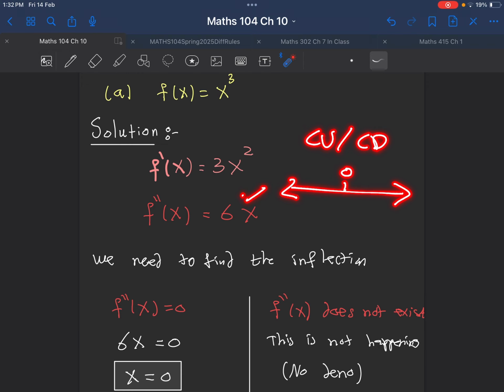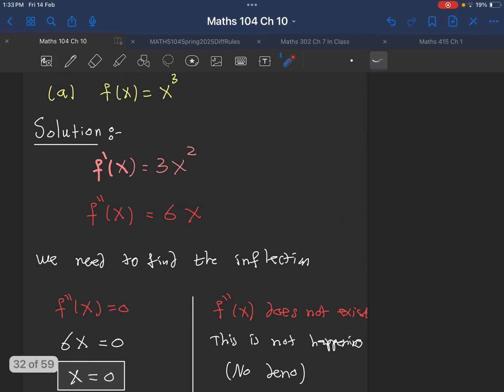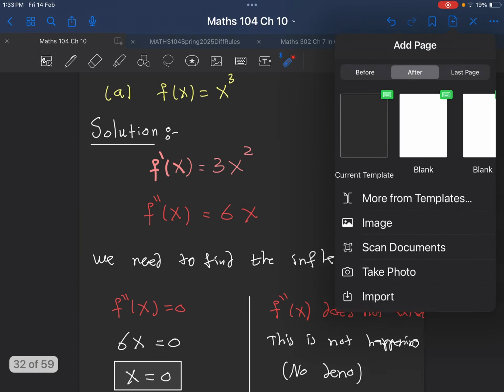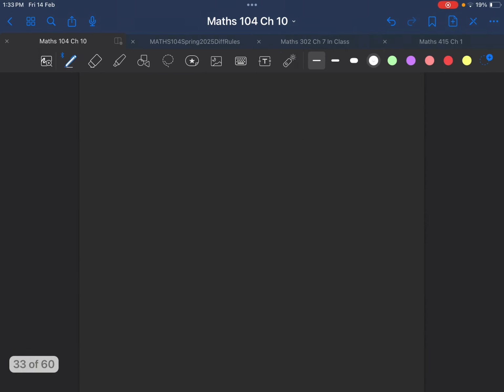And to do that, we will do the number line. We will put 0 here. And then we will check the sign of the second derivative. If it's a plus, it means it's concave upward. If it is a minus, it means downward, and vice versa. So the next step, I will draw the number line as we did before. Here, I'll put x equal to 0, and just let me remind you of the second derivative.